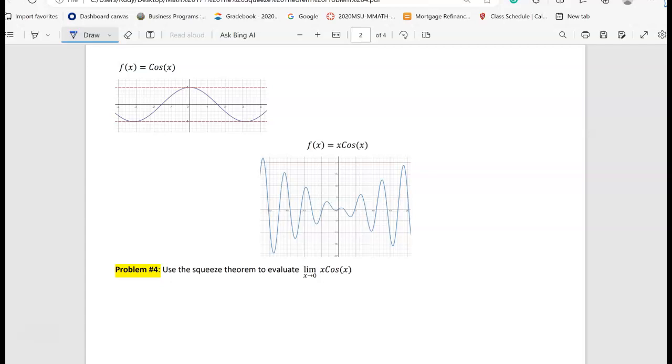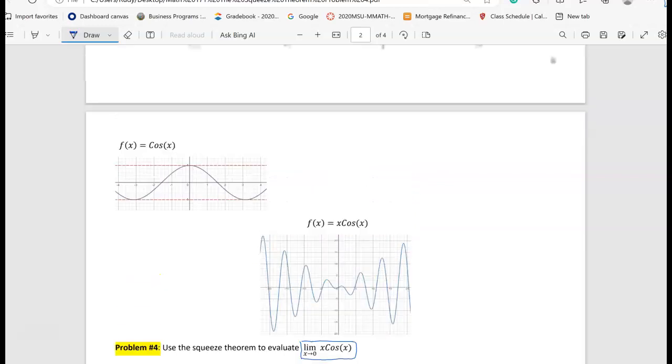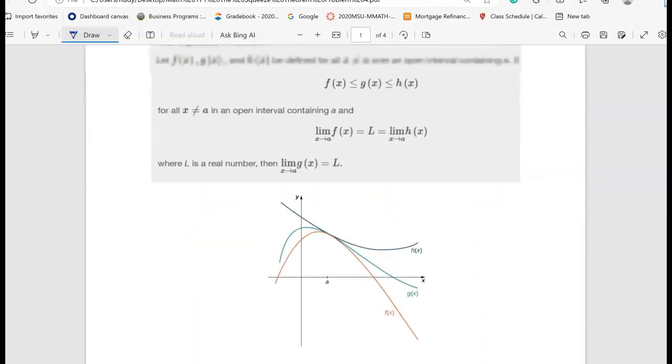Hi class, let's take a look at problem 4. Now, problem 4 wants us to use the squeeze theorem to evaluate this limit. So here's the basic idea on the squeeze theorem, and let me actually go back to the theorem.